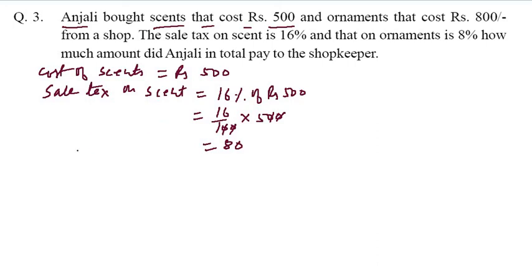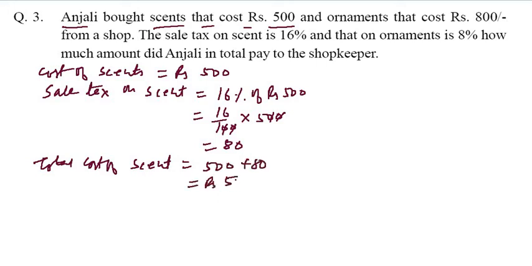Now come to the total cost. Total cost of second is equal to 500 plus 80, and that will be 580 rupees. Now come to the ornament cost. Ornament cost is equal to rupees how much? It is 800. It is given here, rupees 800.